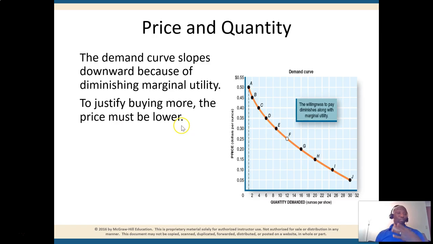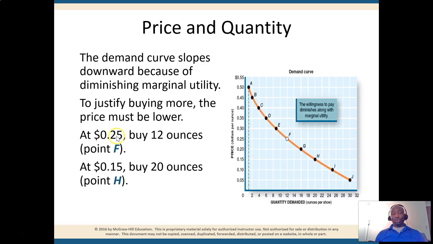So if the price is 0.25 here, then you buy 12, okay, and at 0.15 you buy more. Okay, so yeah, I can buy more if you cut the price down, because I'm not interested. So that's what F and H are here. At F the price is 0.25, you buy 12. At H the price is 0.15 and you buy more. So that shows a little bit the diminishing marginal utility and your willingness to pay to buy more if the price goes down.